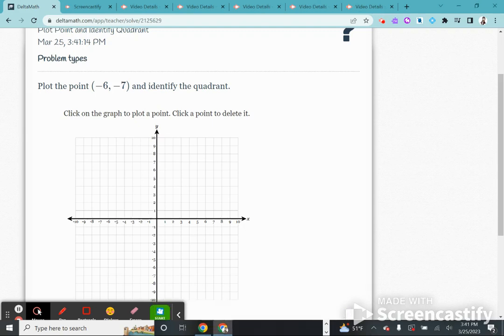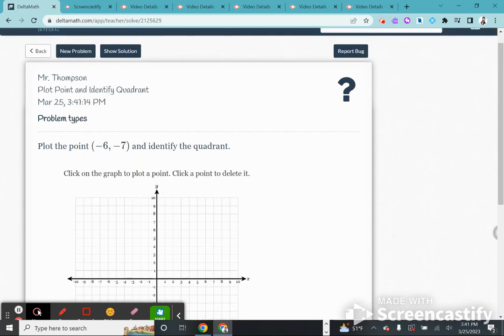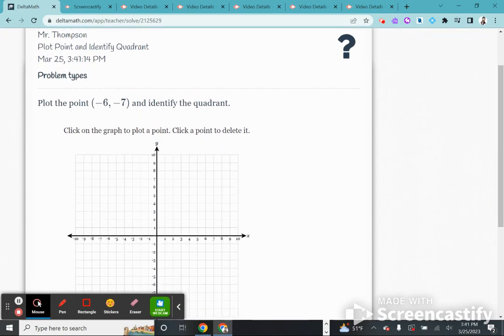All right, last activity. The moment you've all been waiting for, I'm sure. We're kind of coupling a couple things together here that we've done. We have a point to plot and put on our graph, and we have to figure out what quadrant it was. So, as a reminder, we are going to look really quick at what our quadrants are.